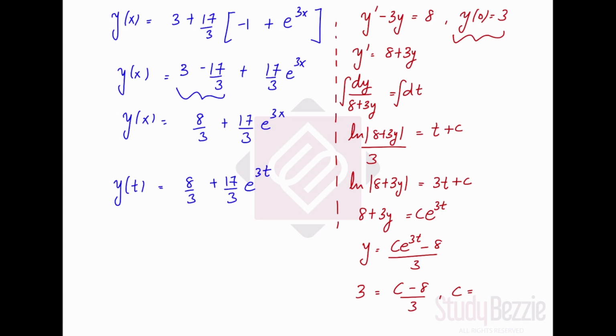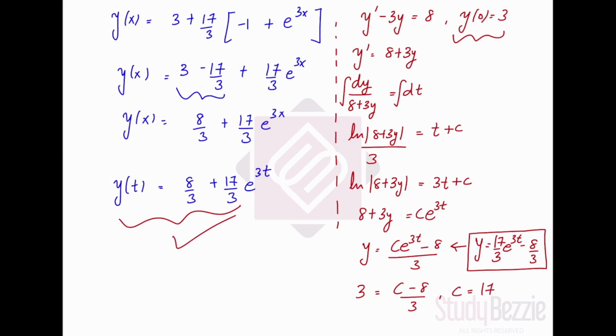I think we're getting onto something, but I'm doing something silly with the algebra. Let me just double check. Okay, yeah, so that's the kind of thing we're looking at. C should equal 17. If you solve that expression for C, you get C equals 17. Plugging back into the general expression leaves you with y equals 17 over 3 e to the power 3t minus 8 over 3, which is precisely what we got here. So that verifies that our result is correct.